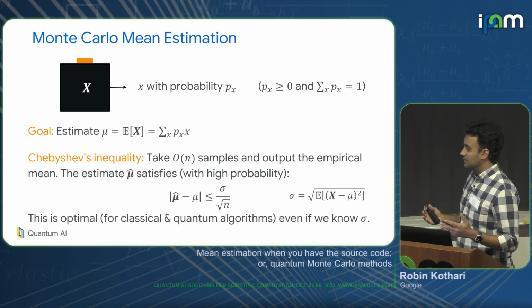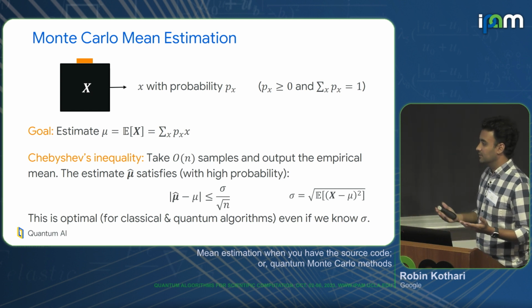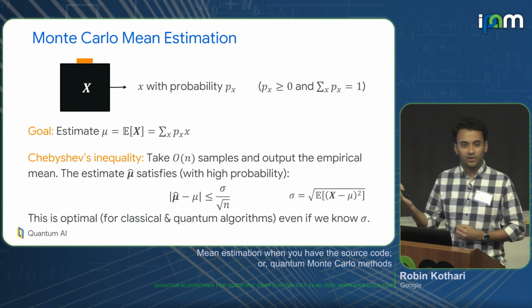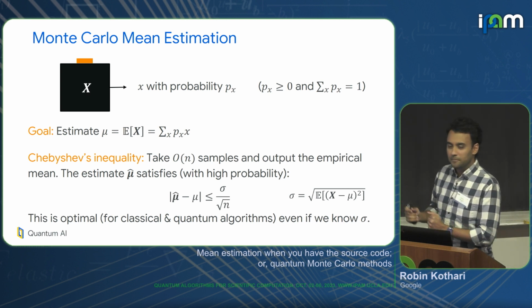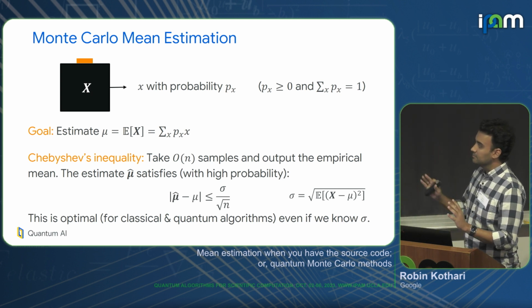And when I say this is the best thing you can do, I mean whether you're a classical algorithm or a quantum algorithm. The question is just about how many times you're pressing a button on a box. So there's not something special a quantum algorithm can do. It's just a classical box. So whether you're talking about classical or quantum algorithms, this is just the best thing you can do. Okay, good. Is the setup clear?